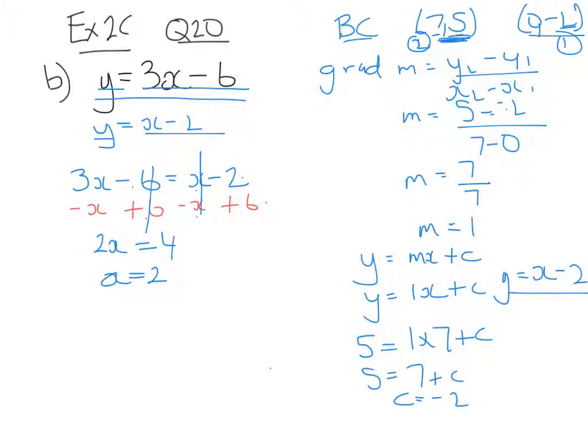Now if x was equal to 2, and I put that back into one equation, it doesn't matter which one, I could put it back into this one, I could put it back into this one. If I put in x equals 2, 2 minus 2 is 0. So there's an intersection at 2, 0.